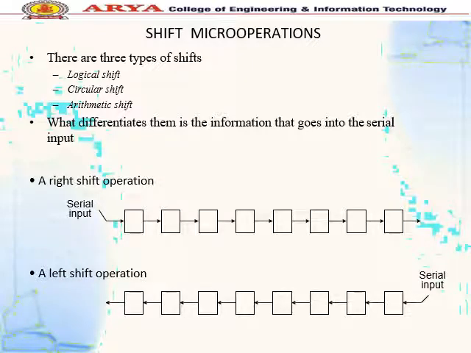Shift microoperation. There are three types of shift: logical shift, circular shift, arithmetic shift. What differentiates them is the information that goes into the serial input. This is the right shift operation. The input is shifted in the right direction, and a left shift operation. The input is shifted in the left direction.